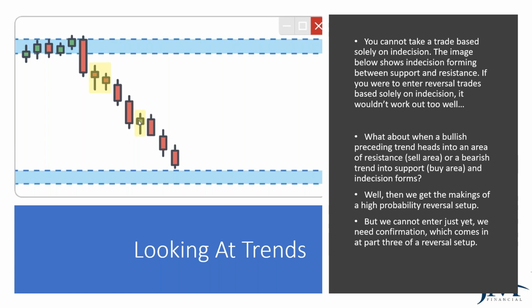So what about when a bullish preceding trend heads into an area of resistance or a bearish preceding trend moves into a buy area? Well, then we get the makings of a high probability reversal setup. But we cannot enter just yet. We need confirmation, which comes as part of a three-part reversal setup. So it's not so simple. You're not just looking for a strong move up and a strong move down and an indecision candle. You're not looking for just the indecision candle to be inside support and resistance. These are the rules you have to follow to get to the next steps.